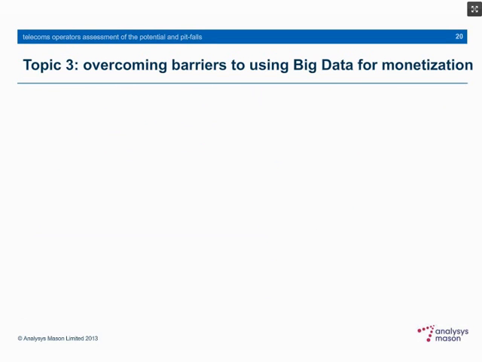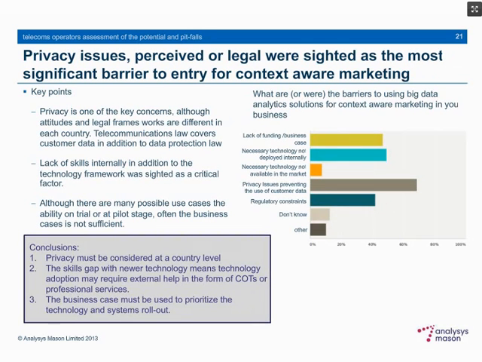So we're coming on to the third topic, which is going to look at the overcoming of the barriers of using big data for monetization. And one of the key and critical issues in this is the privacy issue, and it comes up pretty much every time in terms of either actual issue with the privacy or perceived issue with it as well. And so we asked the question of the survey, what are or what were the barriers for using big data analytics solutions for context-aware marketing in your business?